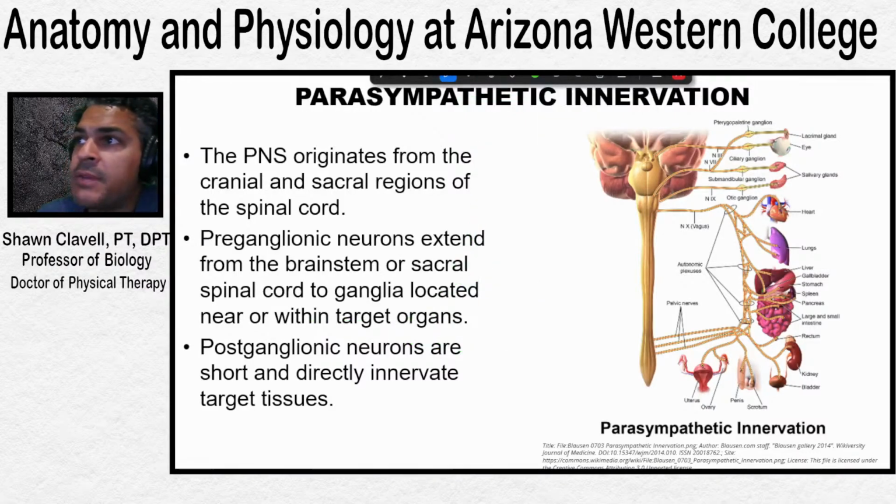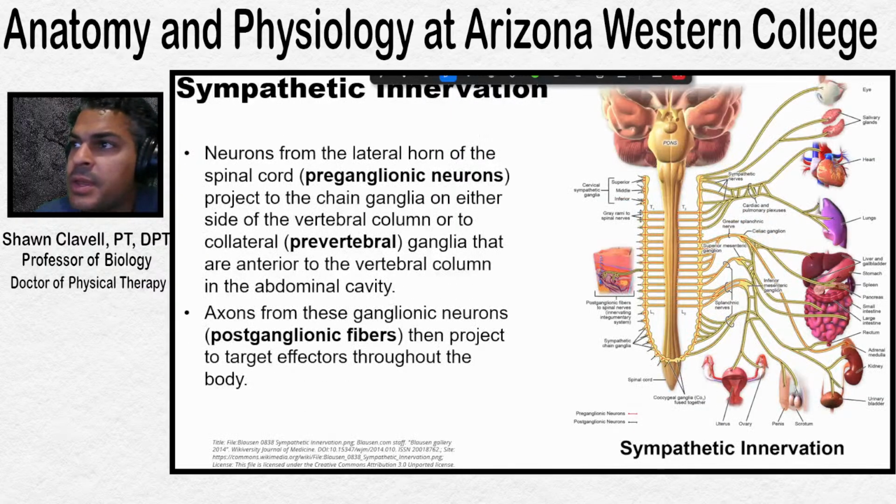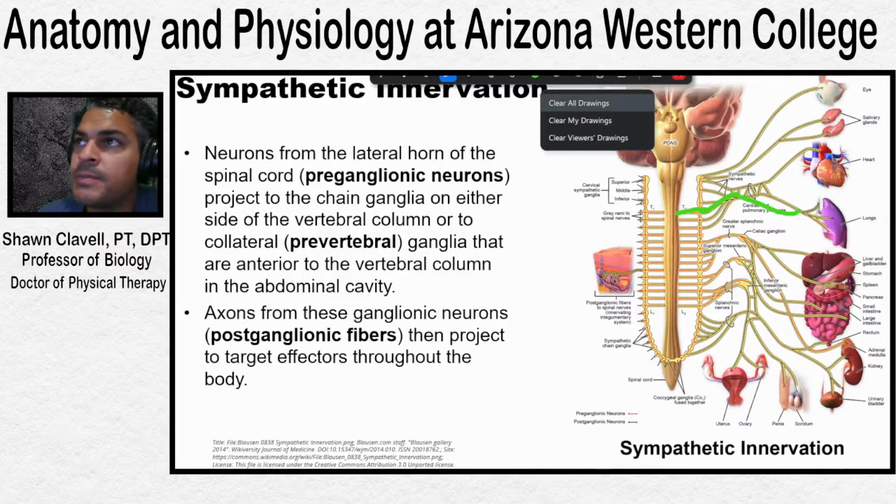So it goes very long, almost to the area of the salivary glands, the eye, the heart. It goes all the way to it, and then has one more neuron there and connects with it. And the other one here, the sympathetic, has a very short preganglionic neuron, which goes to the paravertebral ganglion, and then branches out to the effector organs.